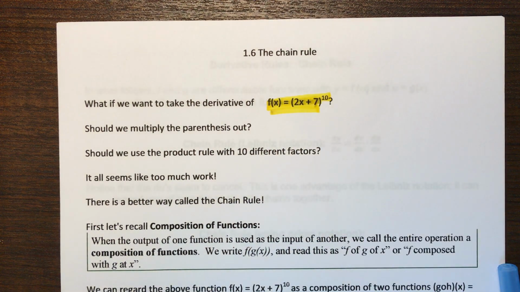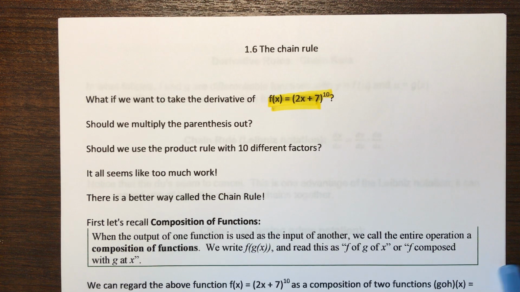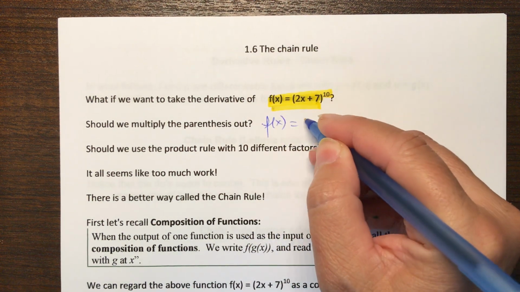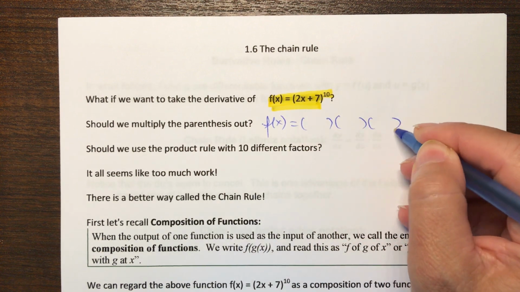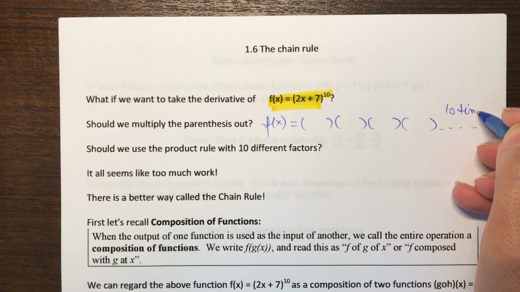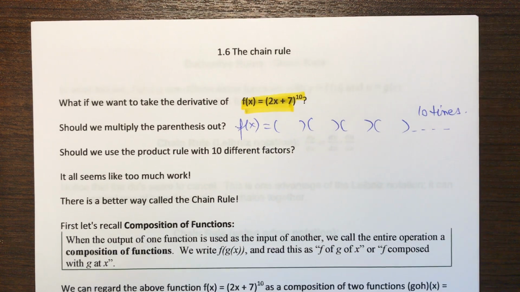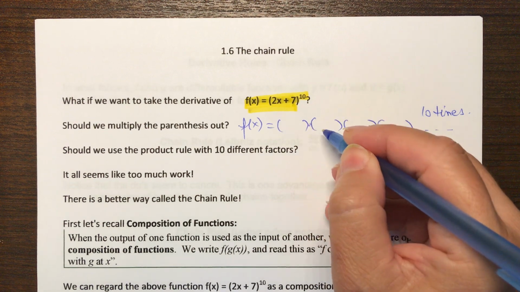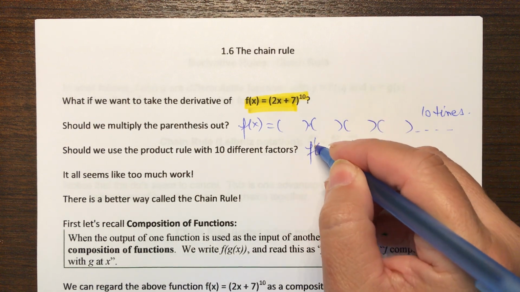Now, sometimes we were able to avoid the product rule by simply multiplying everything out. If I were to multiply all this out, that simply means I'm going to need to distribute this parentheses to itself 10 times, yes? And that's going to take a long time, and I'm in no mood for it, okay? Now, fine, don't multiply it out, then obviously you're going to have to use the product rule.